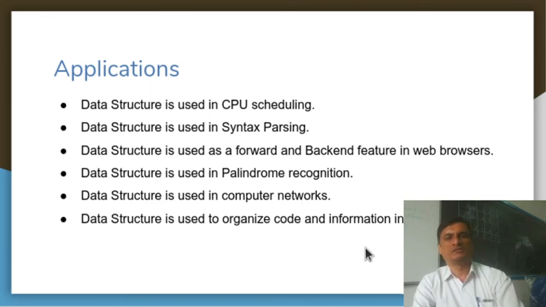The last application is how you are going to organize the code and information in a digital space. A very simple example: if you have come across Python by this time, Python is very space cautious. Even if you give an extra space, it will identify it and throw an error that your indentation is not proper. But that doesn't happen with respect to C or C++.